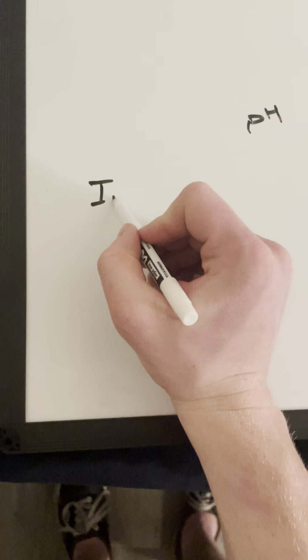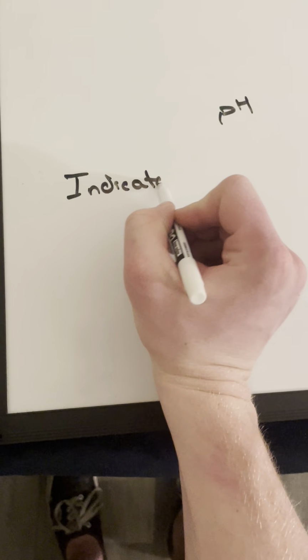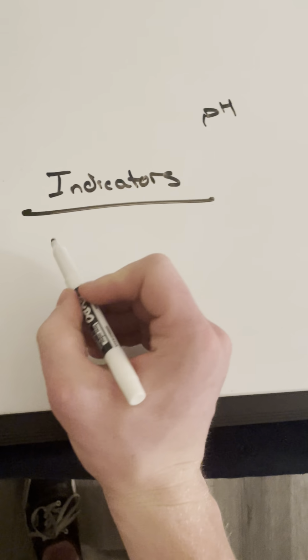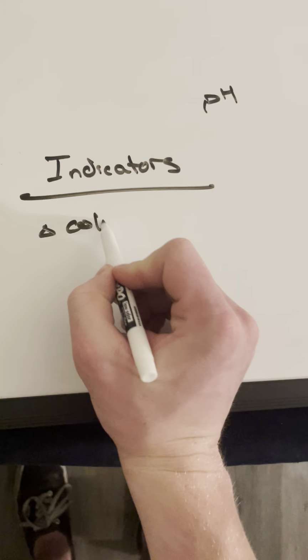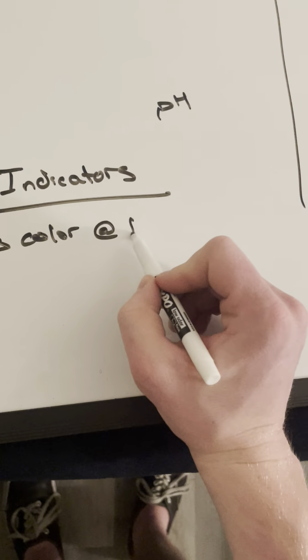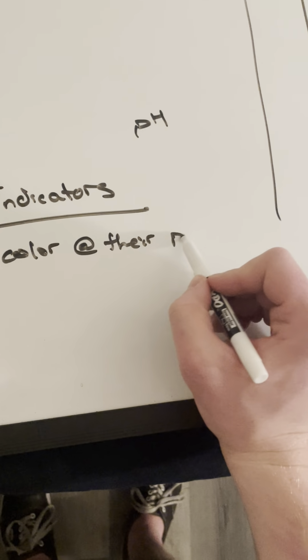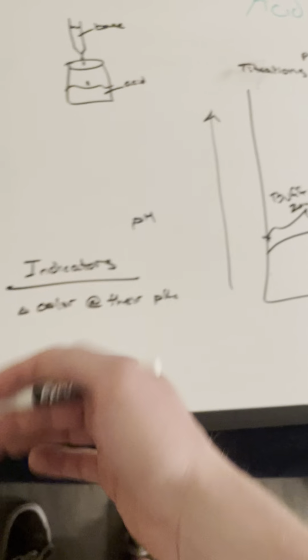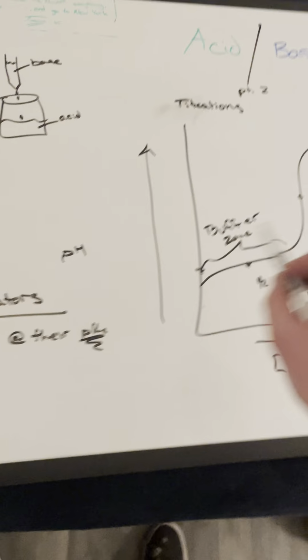And how does this all work? It all works because of indicators, right? And these are lovely because they change color at their pKa. So when you're choosing one, you want to make sure that their pKa is in range of whatever you're trying to accomplish over here.